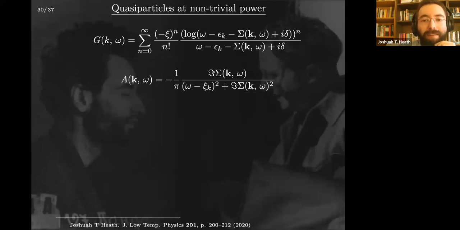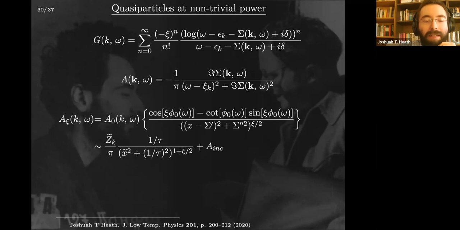And what do we get when the dust settles? We get the spectral weight in terms of these parameters here. A_0 is the spectral weight for trivial power. Xi is the power. Phi naught is the phase of the retarded Green's function of trivial power. X is just omega minus xi, where xi is the energy with respect to the chemical potential. This is the imaginary part of the self-energy, and the real part, and this is a lifetime.